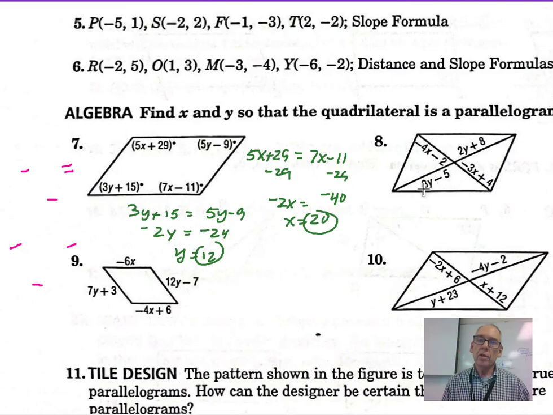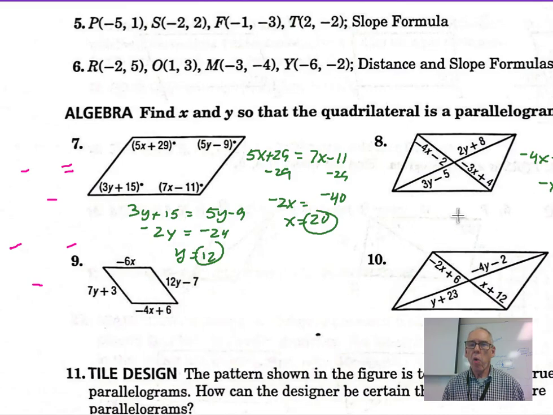For number 8, the segments bisect each other, so their pieces are congruent. So we've got negative 4x minus 2 has to equal minus 3x plus 4. Add 3x to both sides, add 2 to both sides, minus x equals 6. This is a minus sign, so x equals minus 6.